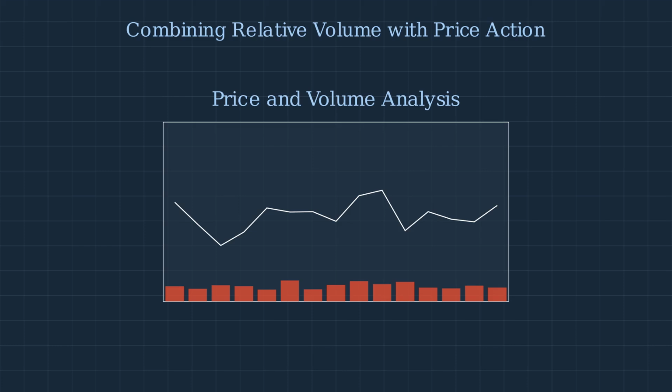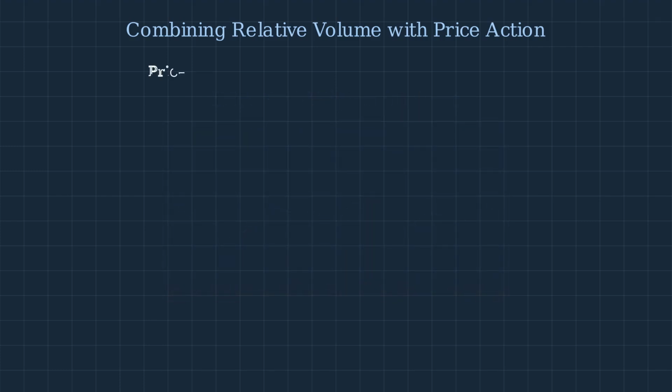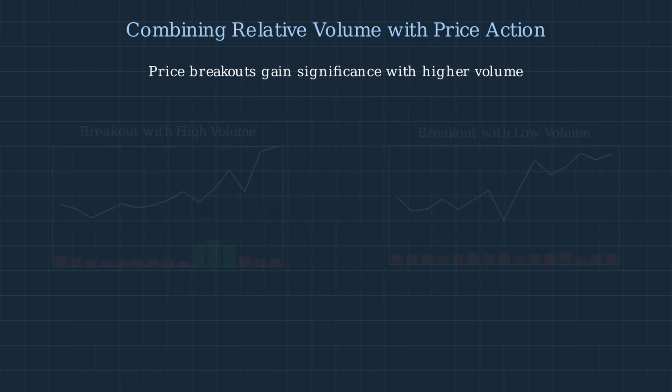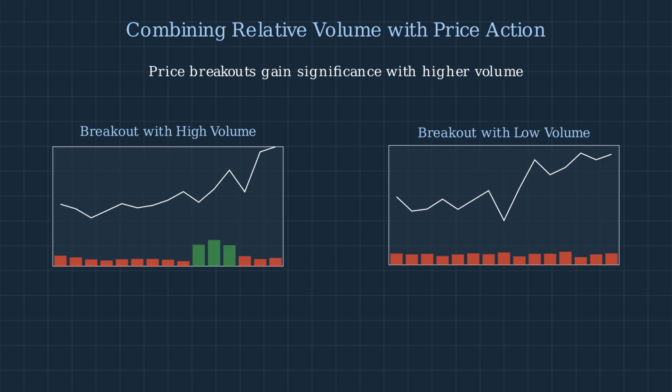When trading, it's essential to look at both price movement and volume together, rather than in isolation. A price breakout with high relative volume has greater significance than one with low volume. High volume indicates stronger participation and conviction in the move. Notice how the high volume breakout provides a stronger confirmation signal, suggesting the price movement is more likely to continue.